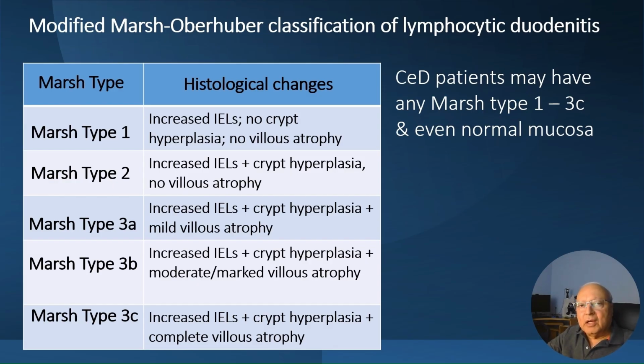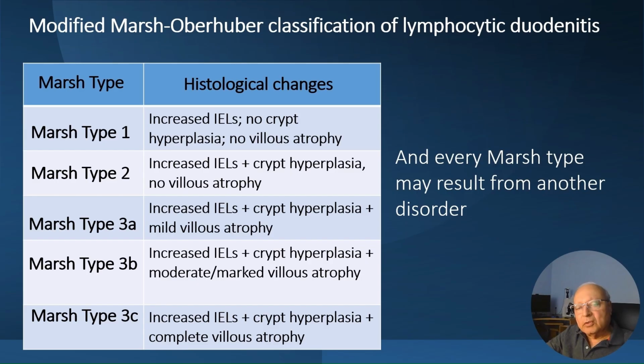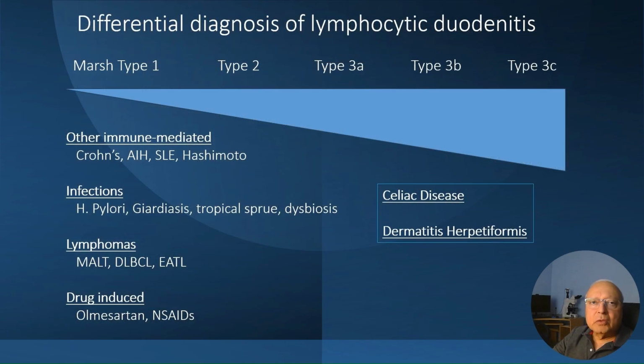You can have a lower Marsh grade if the duodenal biopsy is taken from mid-duodenum or distal duodenum rather than the most proximal part of the duodenum. You may have a lower Marsh grade if the patient is on a gluten-free diet. So there are many other variables. Also, it is important to know that any of the Marsh grades can be seen in diseases other than celiac disease.